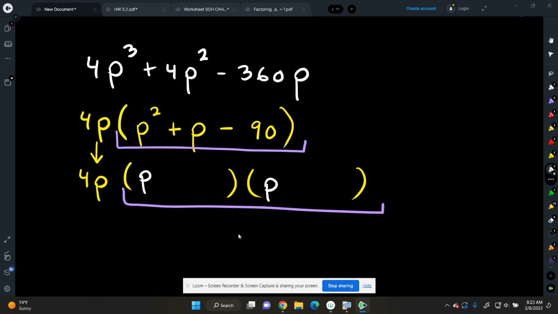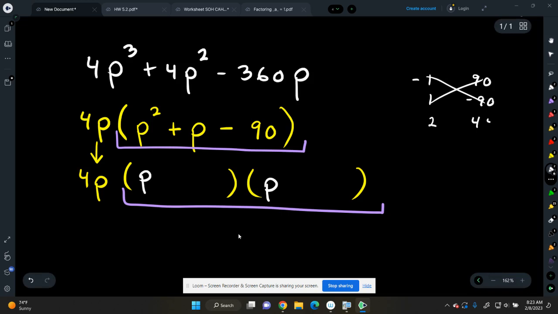Okay, so let's start listing our factors. 1 and 90. Right? We need a negative and we need a positive. That's not going to add up to 1, right? Okay, let's move on. Does 2 go into 90? 2 and 45. Is that going to add up to 1? Does 3 go into 90? 3 times 30. Is that going to add up to 1?